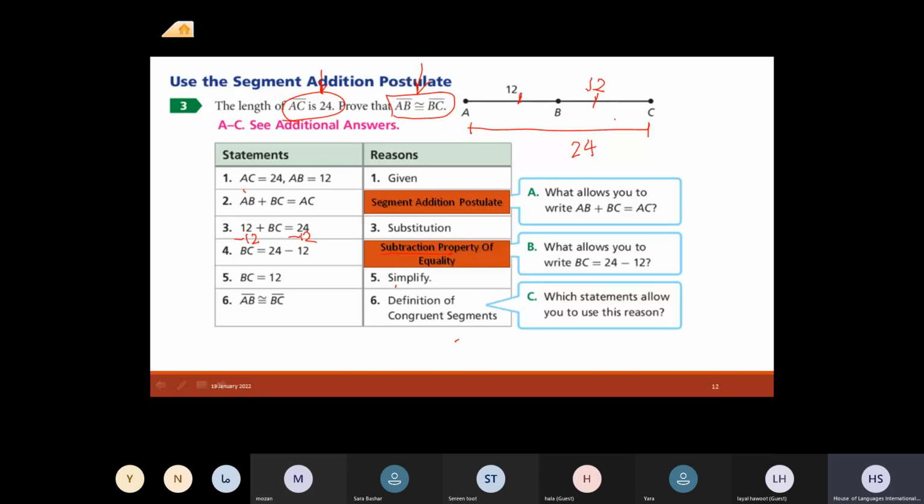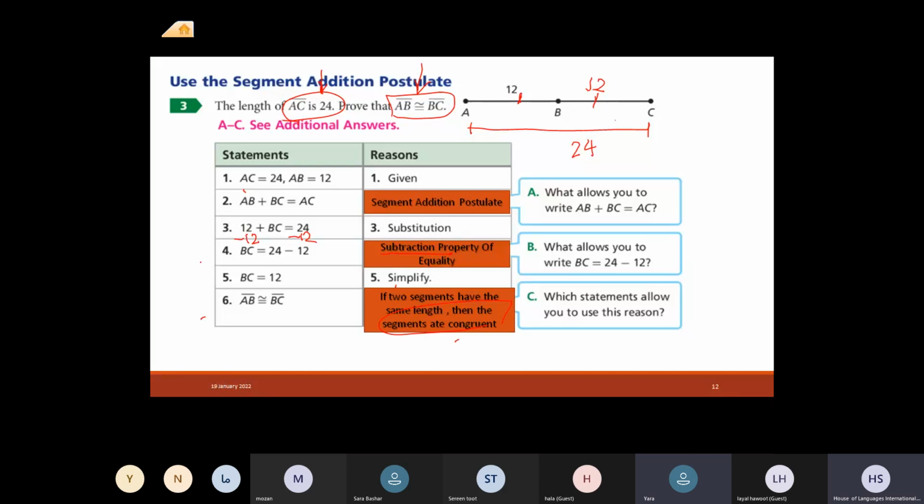Why? Because of the congruent sign, or because of the definition of congruent. Why that? It's because of the sign of 12. Is it clear now?